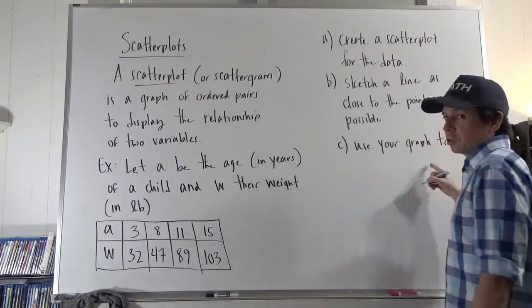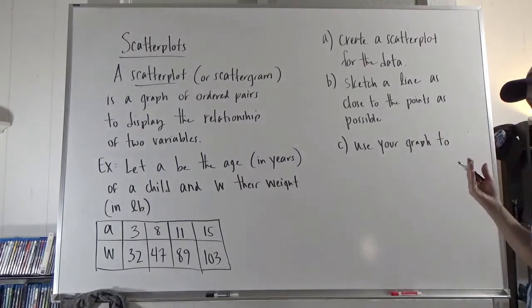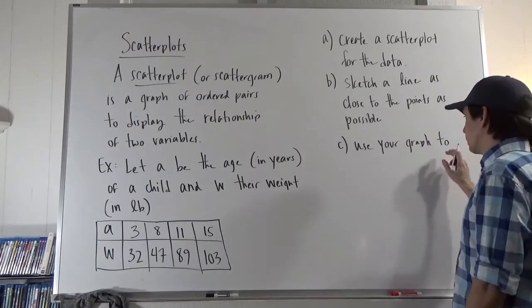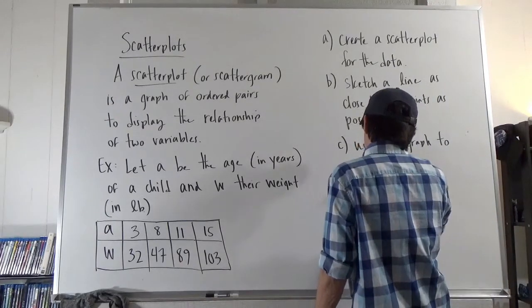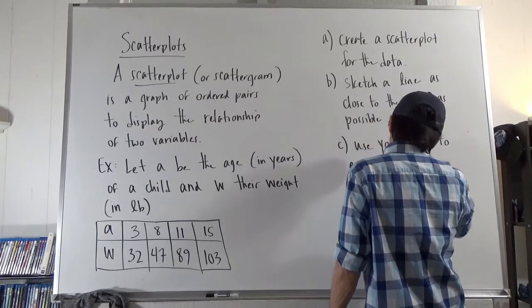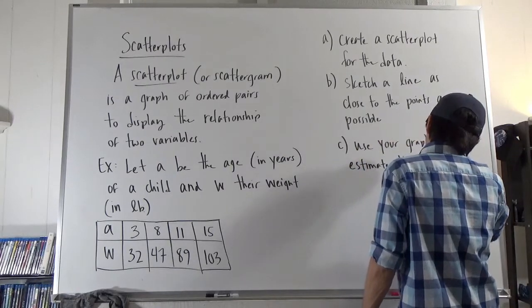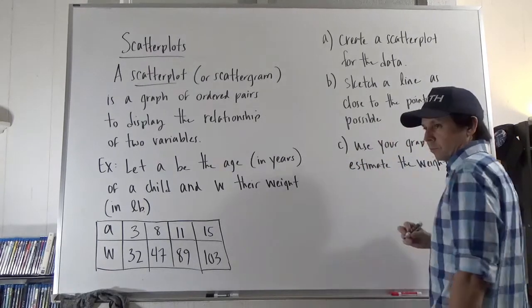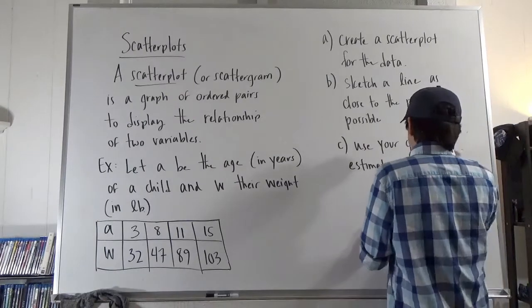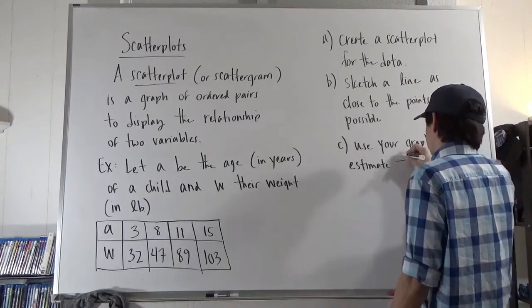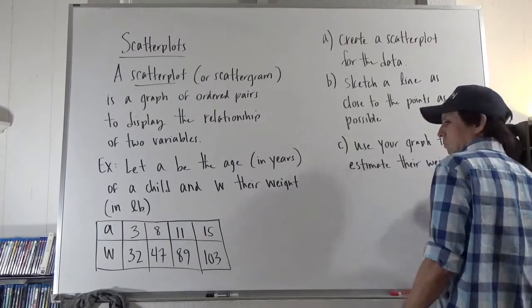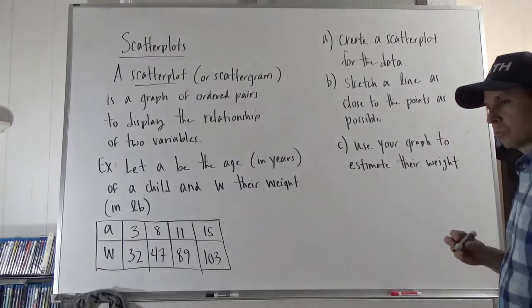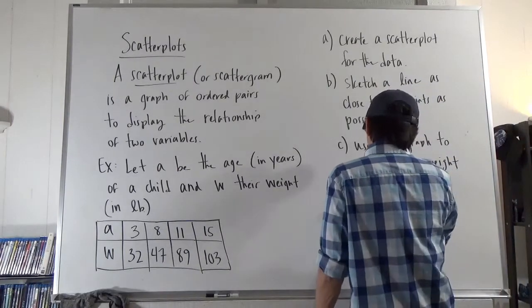This is something we're going to actually do in lesson 12, but we're going to get a preview of it now, get you familiar with it. Use your graph to estimate the weight, or their weight rather, the kid's weight, at age 5.